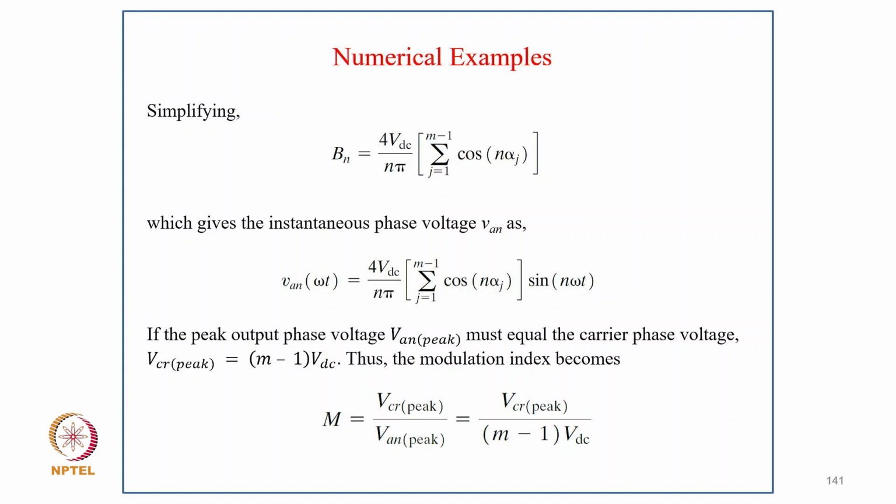Bn equals 4 VDC upon n pi in brackets, summation j equal to 1 to m minus 1 of cos n alpha j, which gives the instantaneous phase voltage Vn equal to 4 VDC by n pi in brackets, summation j equal to 1 to m minus 1 of cos n alpha j, into sin n omega t. So if the peak output voltage Vn must be equal to the carrier peak voltage, then VCR peak equals m minus 1 VDC, thus the modulation index becomes M equal to VCR peak upon Vn peak, that is VCR peak divided by m minus 1 into VDC.